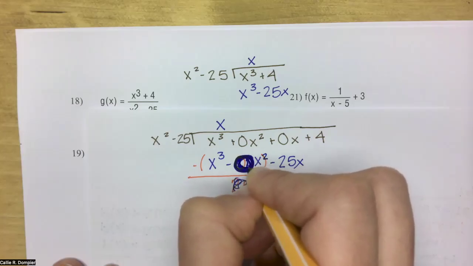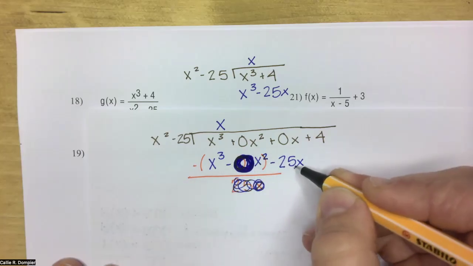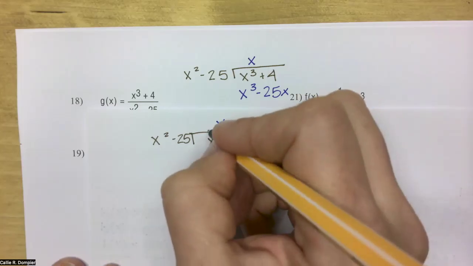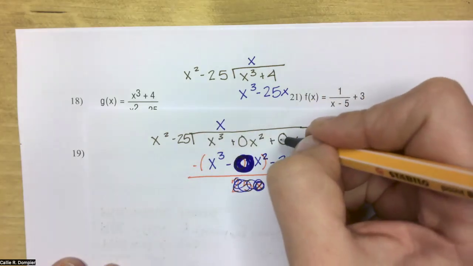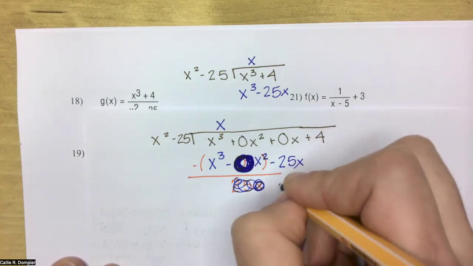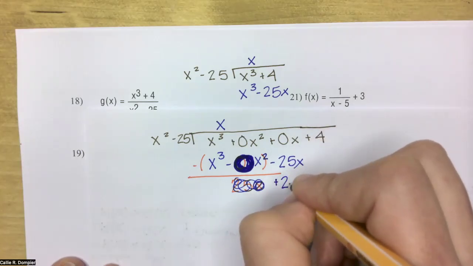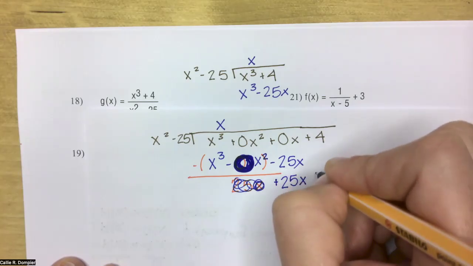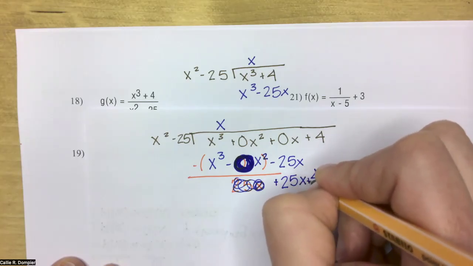Let's make it a big old 0, right? But I do get a negative 25x. So those will cancel. That will be nothing. And then 0x minus a negative 25x gives me plus 25x. And then I bring that 4 down, plus 4.